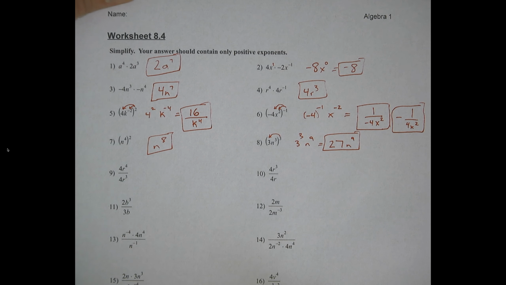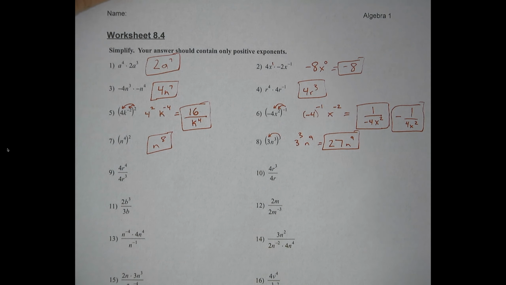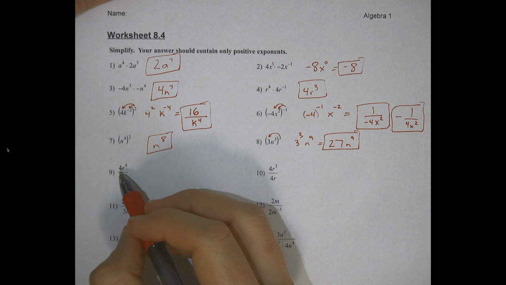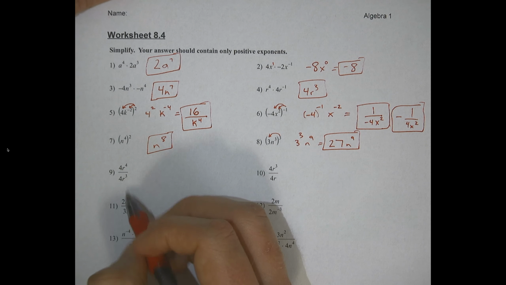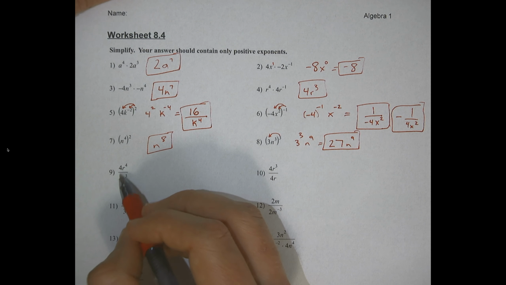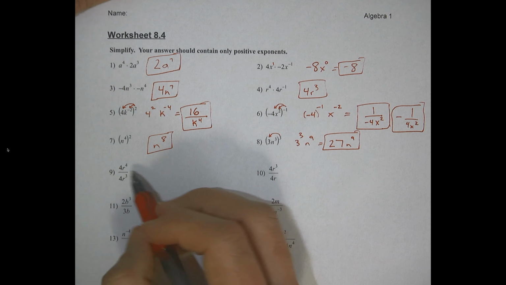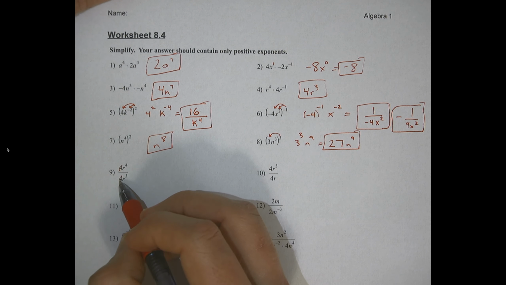All right, take a look at number 9. Looking at our quotient rules now. We have similar bases. We're looking at our powers, which means we're going to go ahead and subtract our exponents. And this is just division when we're looking at our coefficients here. So 4 divided by 4 is 1. They basically just disappear. They cancel each other out.